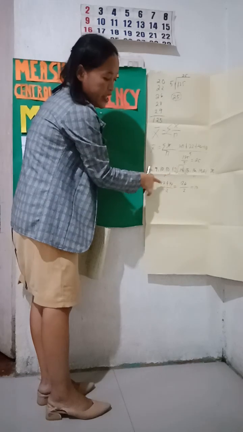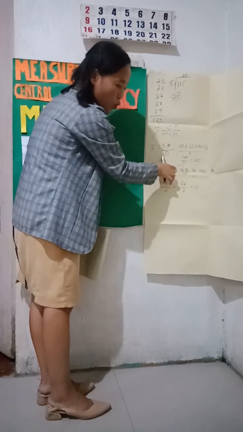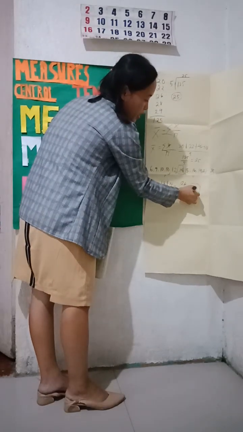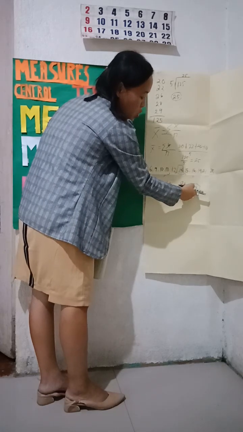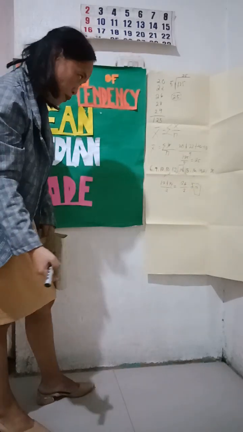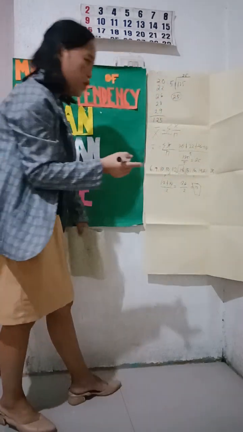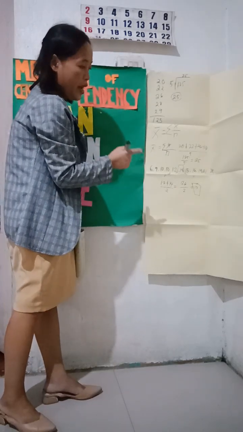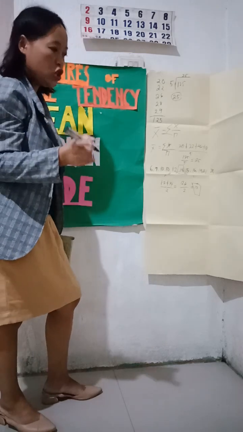It's the same result as if you get the average of these two. So the median here is number 13. Okay, so the median is number 13. This is also what we call the median even numbers. So that's how you get the median.